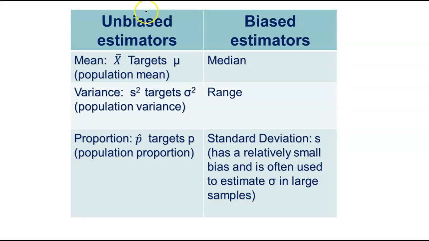Okay, so to conclude here, we've got our list of our unbiased estimators and our biased estimators. Here the mean x bar targets the population mean mu. The variance, which is s squared, targets the population variance, which is sigma squared. And the population proportion is targeted by the p-hat, which is the sample proportion. So when we say it targets, that's another way of saying that it's equivalent to that.